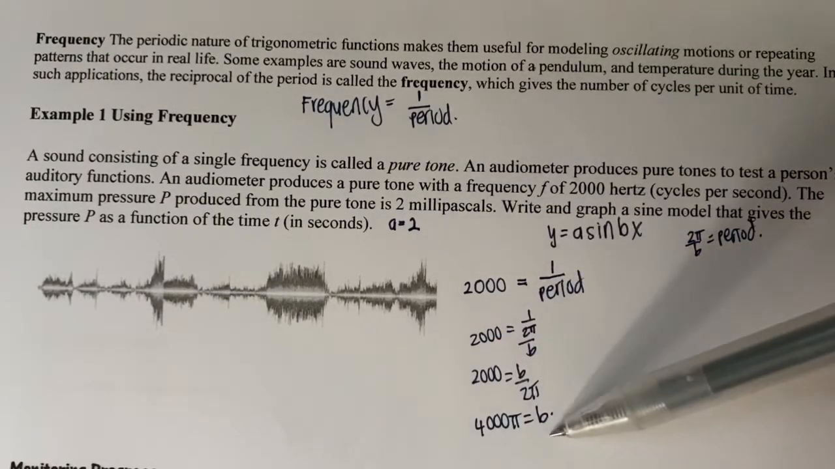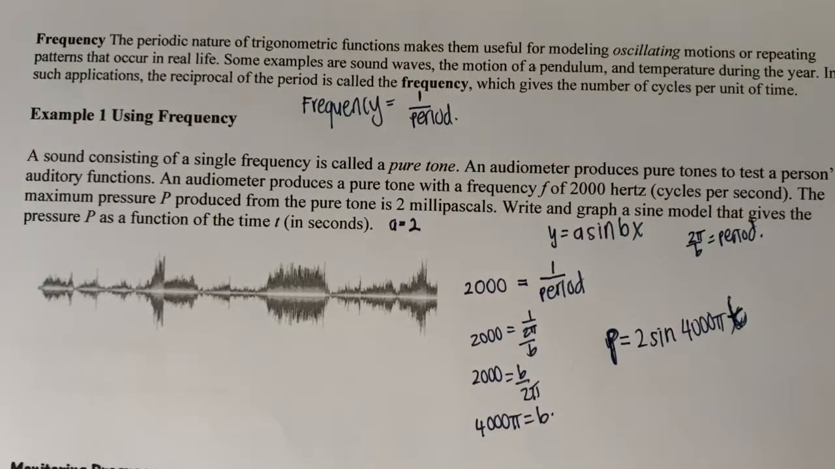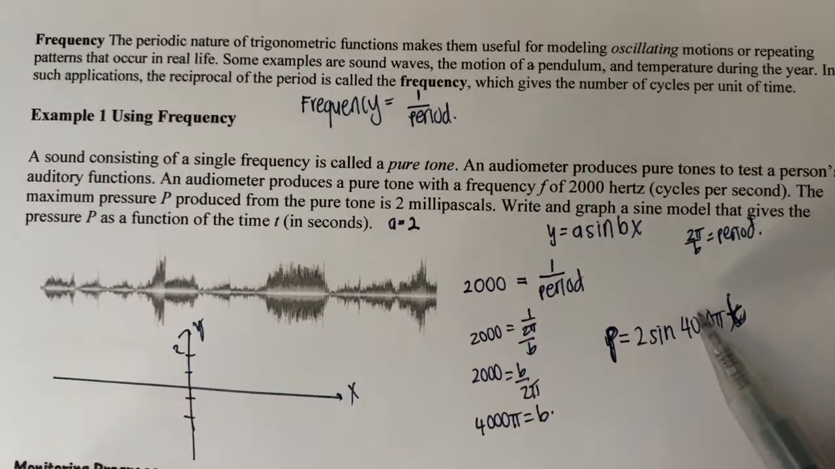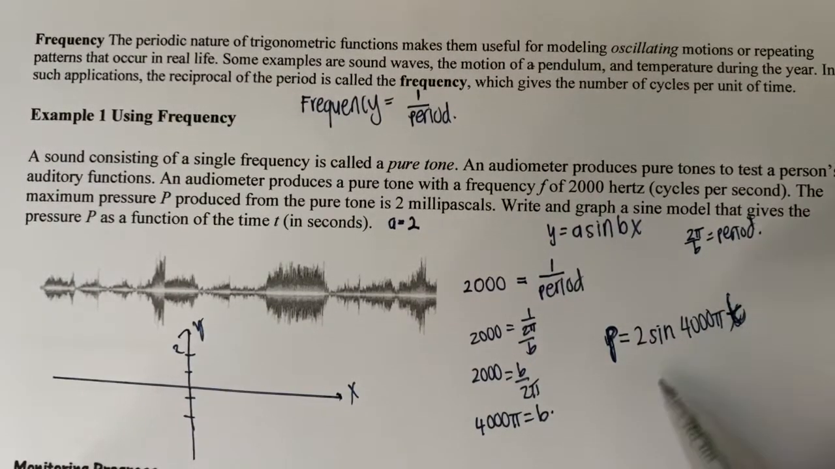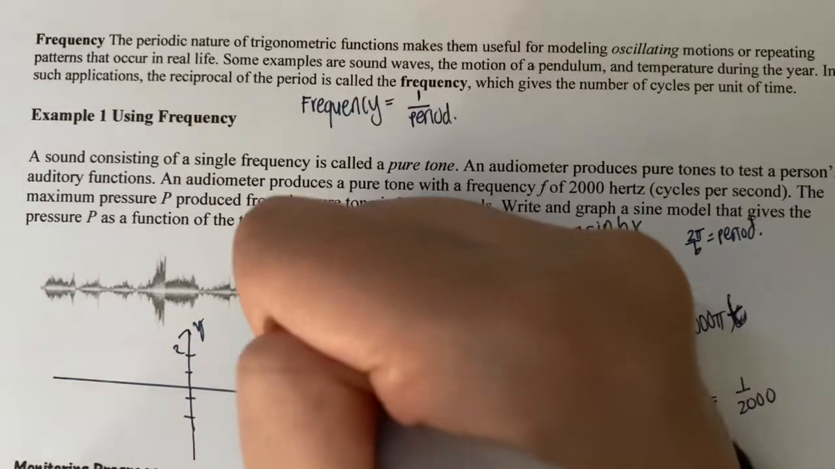Now, because we have our a value and our b value, this is going to give us our function, which is p equals 2 sine 4000 pi t, where t is time in seconds, and p is the pressure. Lastly, we just need to graph our sine model. We want to take our b value and divide 2 pi by that value. This gives you 1 over 2000. Let's put that on our graph.